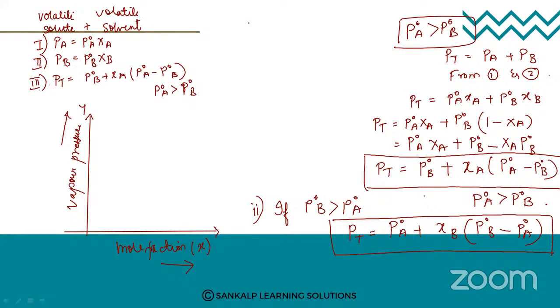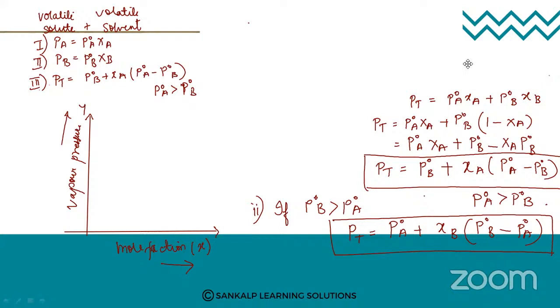Now, the first condition. We'll take the first equation: P_A equals P naught A into chi of A. Now, can you relate this? Is this a graph of the type y equals mx? What is y equals mx? The graph will be a straight line through the origin, so it will pass through the origin.